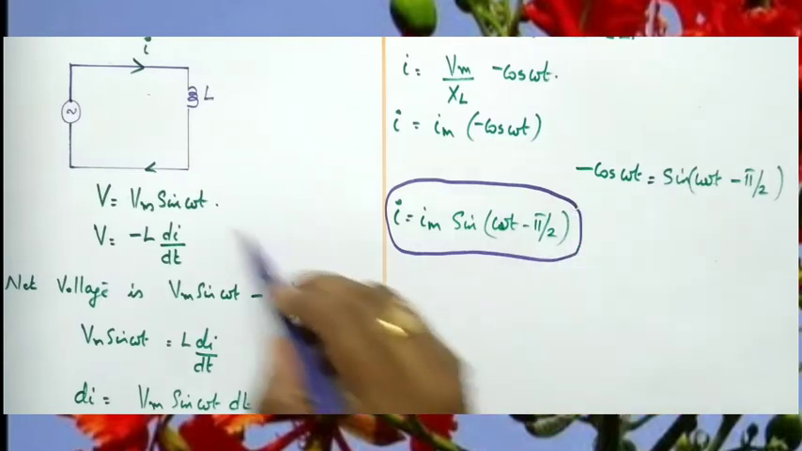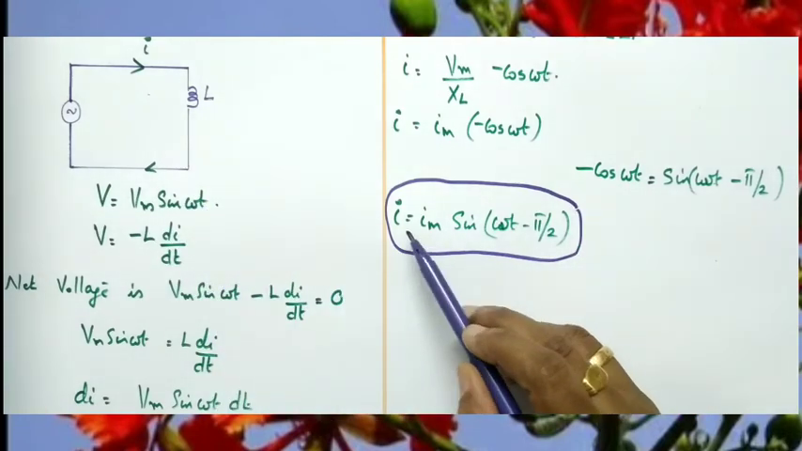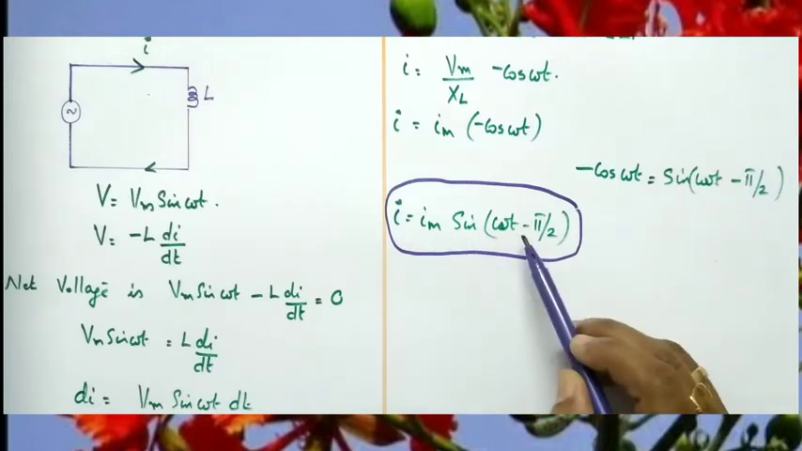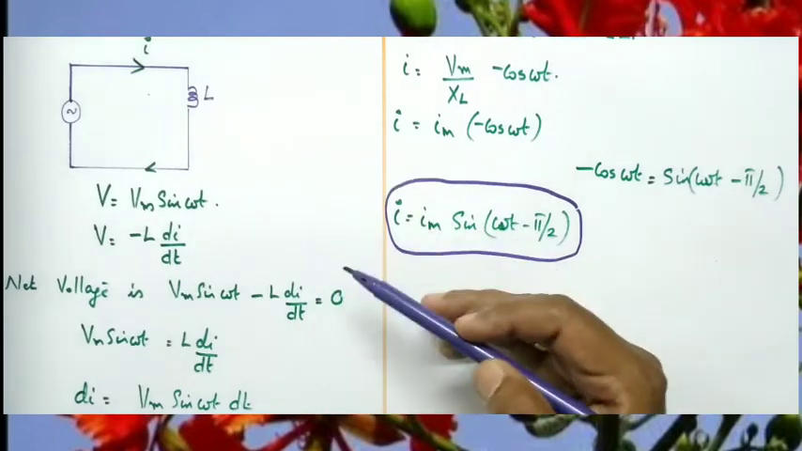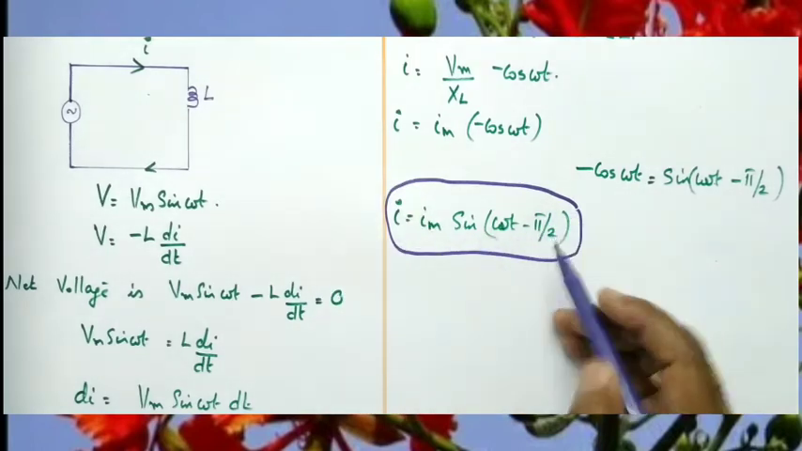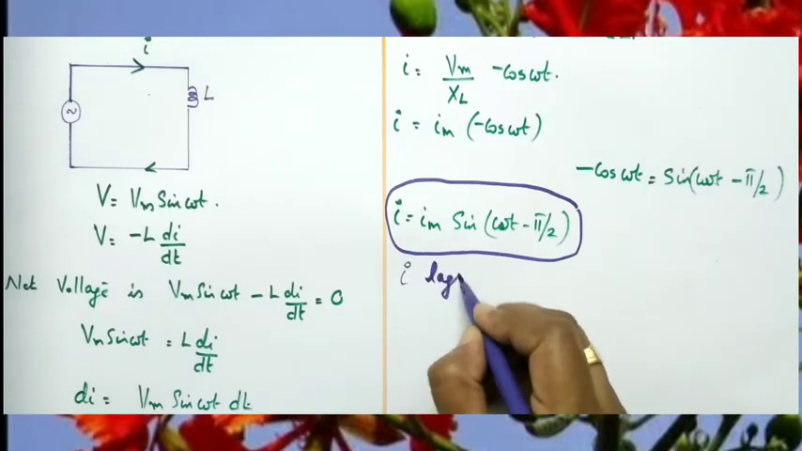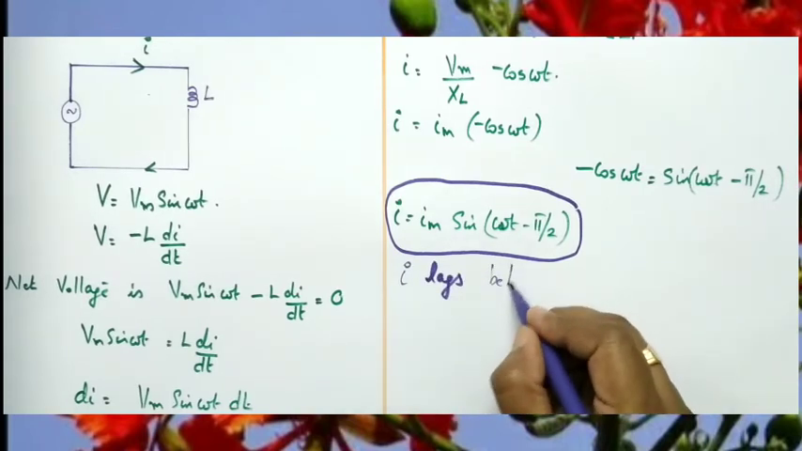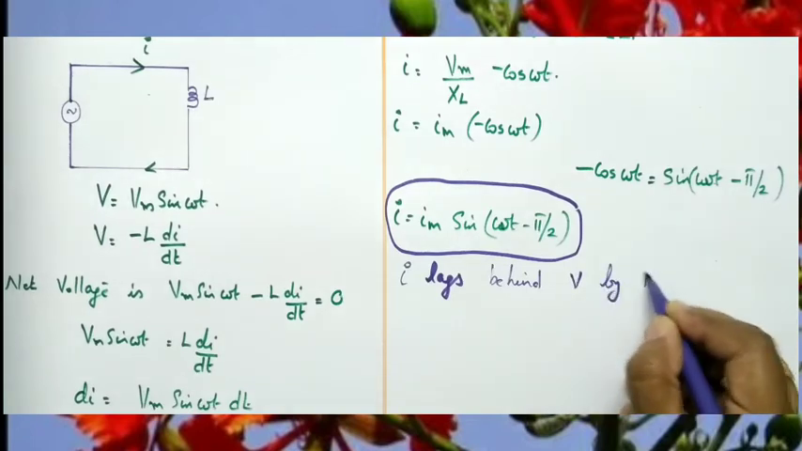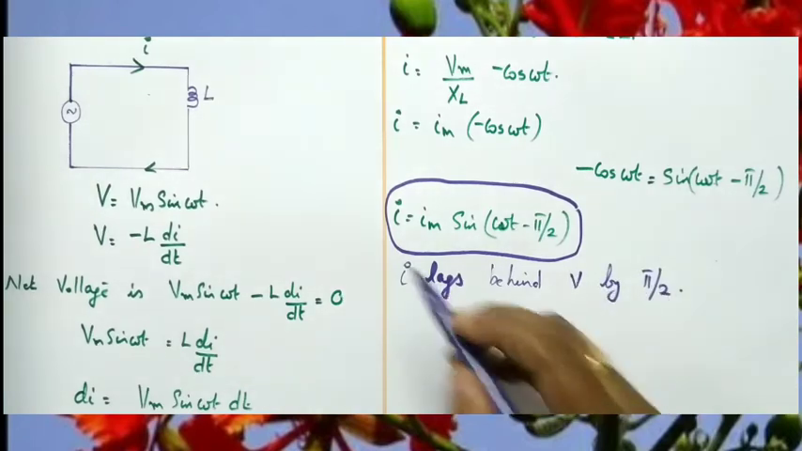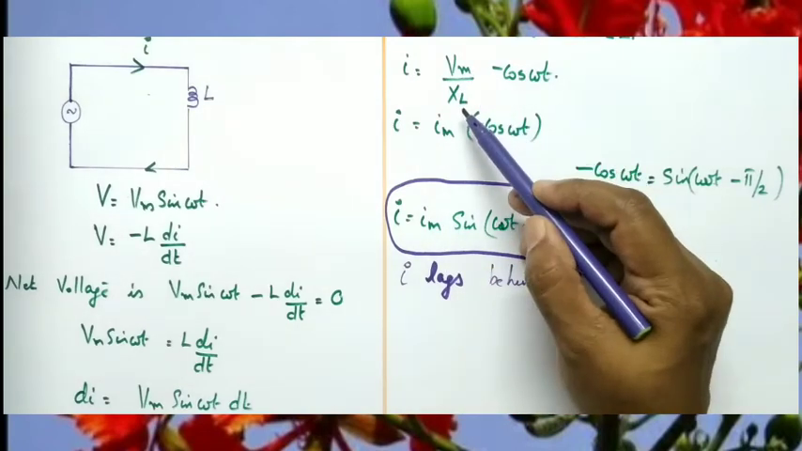Pi by 2, because actually voltage is Vm sin omega t, and what is the current we got? I equal to Im sin (omega t minus pi by 2). Okay, so current lags voltage by angle pi by 2. Therefore, we can say current lags behind voltage by an angle pi divided by 2. And what is the value of Im here? Im equal to Vm divided by XL.